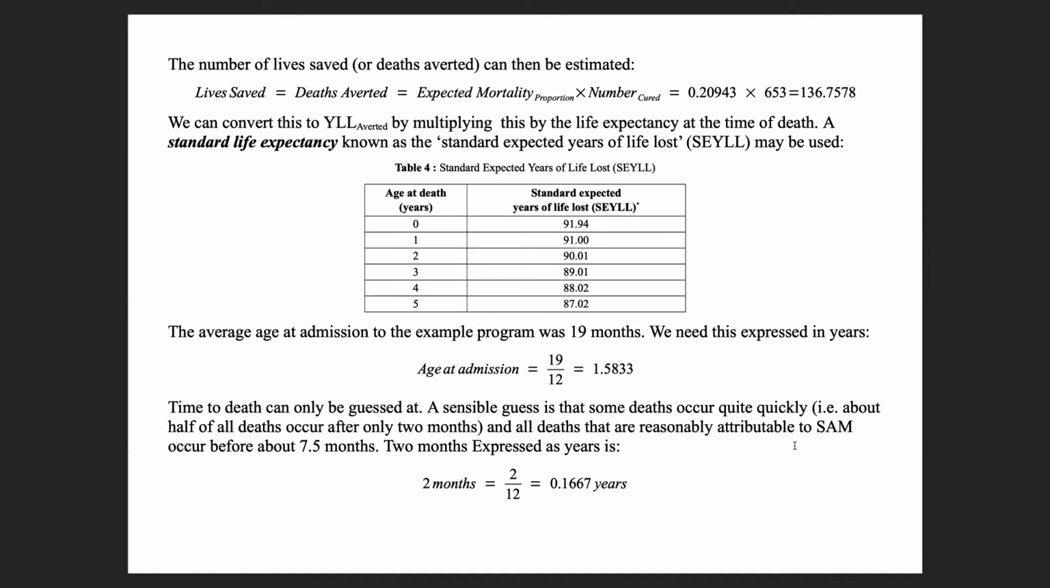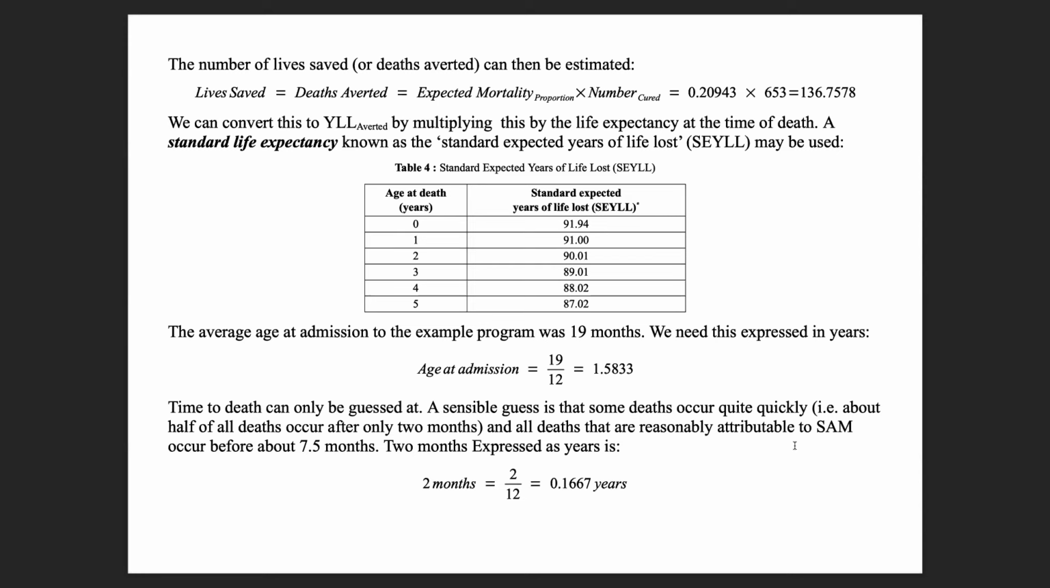Now, one way of doing this is to use the standard life expectancy, known as the standard expected years of life lost, SEYLL. And this little table shows, in the first 5 years of life, the standard expected years of life lost. So at birth, we expect the child to live for 91.94 years, whereas at age 5, we expect them only to live for another 87 years. Now, in our program, the average age of admission to the example program was 19 months. So we can express that in years.